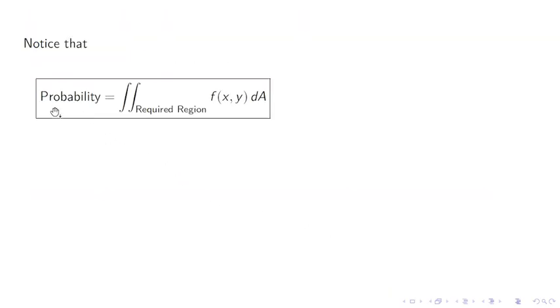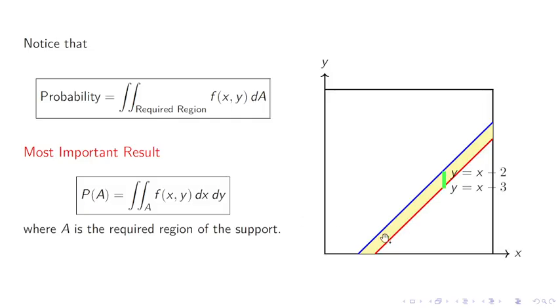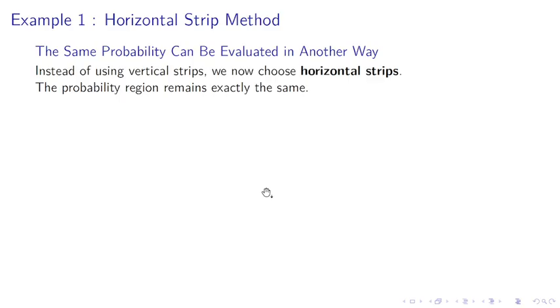Here this is the probability required region. This is dA, where A is the required region of the support. Here this is the green area of integration we need to find. The same probability can be evaluated in another way also by using horizontal strips.